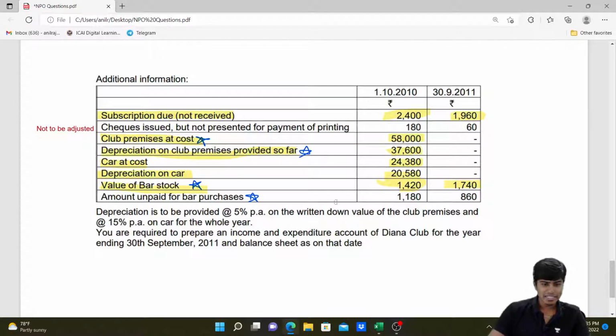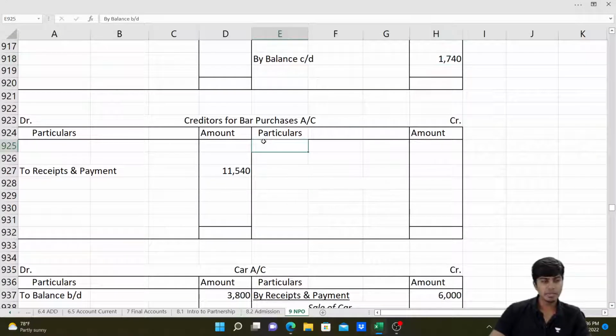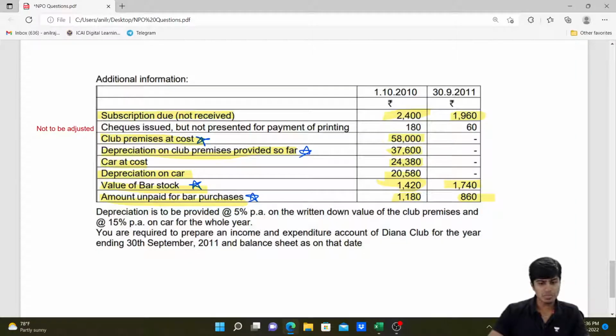Got it? Great. What do we have after that? Amount unpaid for bar purchases 1,180 and 860. Amount unpaid for bar purchases is like creditors for bar purchase. So in my creditors for bar purchase account, it being a liability, opening balance I'll write on the credit. By balance brought down. How much?